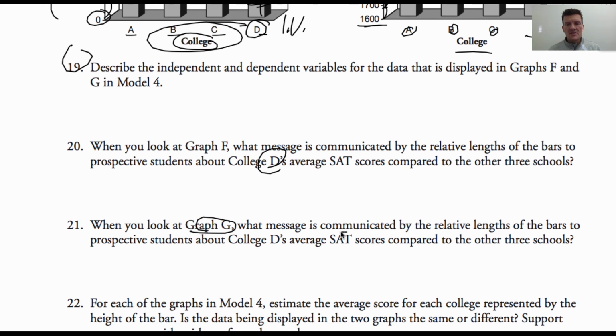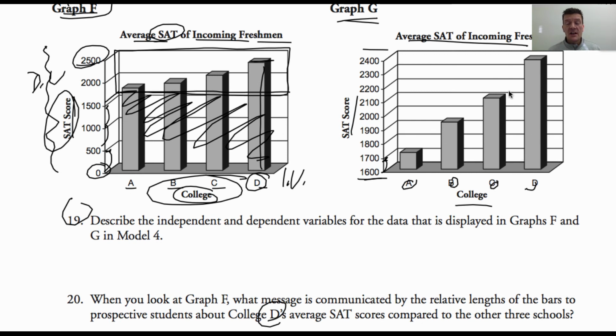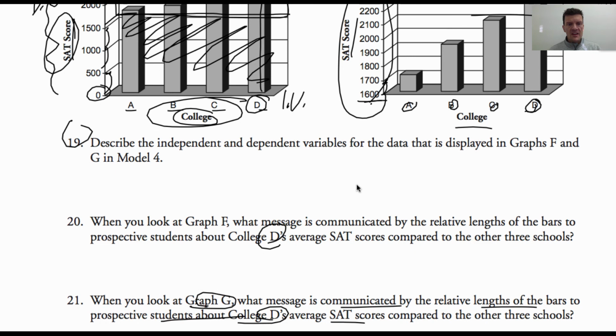Again, graph G, what message is communicated by the relative lengths of the bars to prospective students about college D's average SAT scores compared to the others? Look at how much higher it appears that college D's SAT scores are compared to the other colleges. Okay, if you don't look at the numbers and you don't analyze this correctly, it's going to appear as if D is so much higher than A, B, and C, whereas in reality it's really not that much of a difference. And so that's the point of this extension activity, to be careful looking at data. You also want to look at the values of that information.